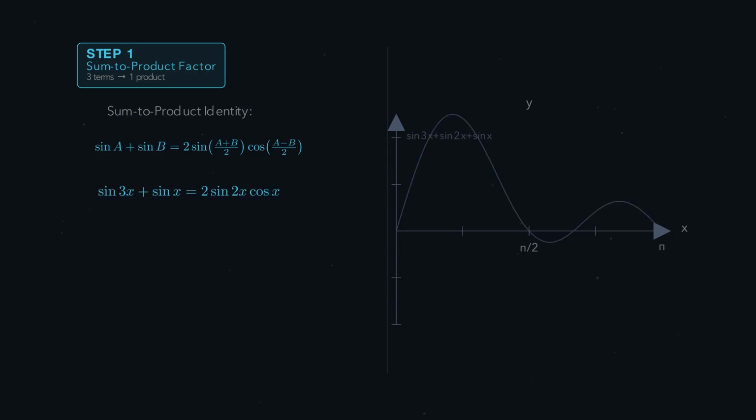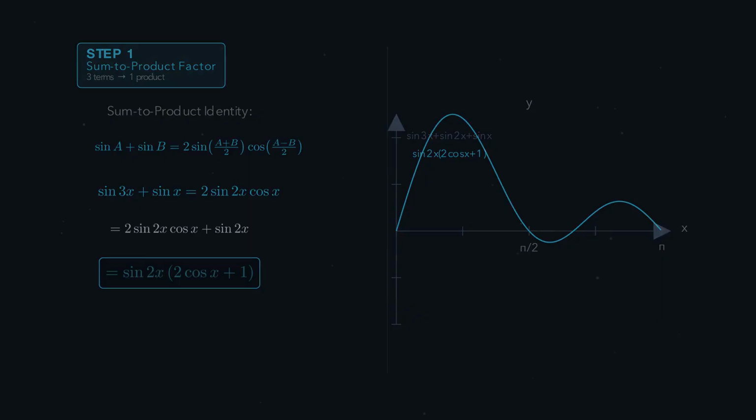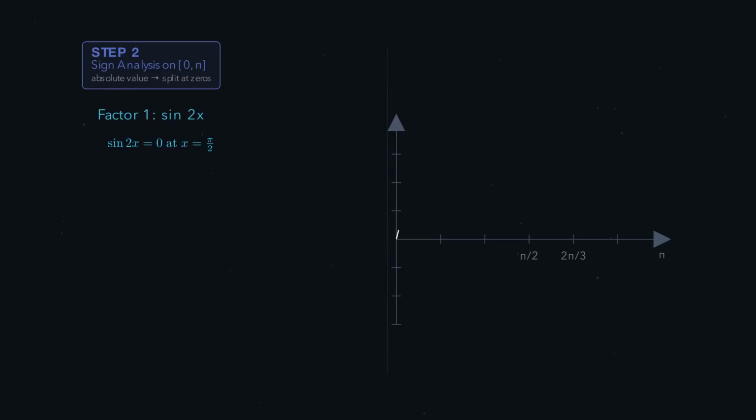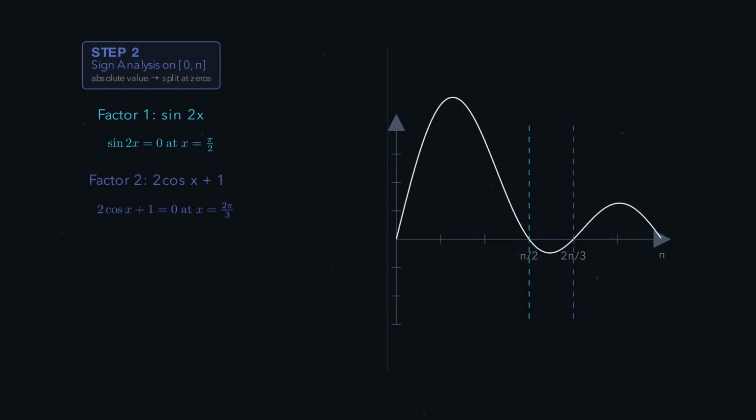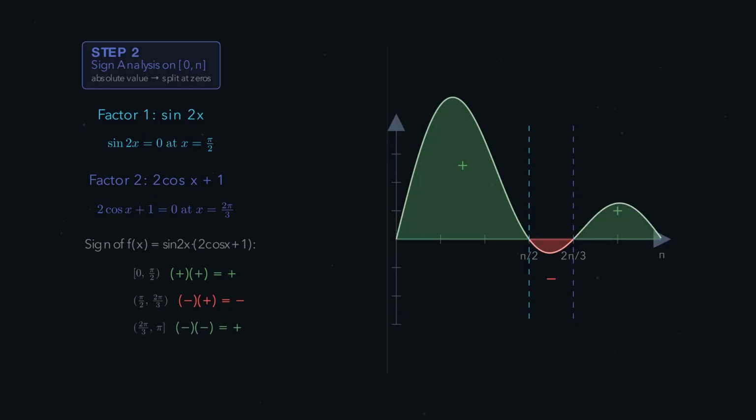Step 1. Factor. Notice that sine 3x and sine x are a symmetric pair separated by 2x. The sum to product identity collapses them. Sine 3x plus sine x equals 2 sine 2x cosine x. Adding the middle term sine 2x gives us sine 2x times the quantity 2 cosine x plus 1. 3 messy terms become a clean product.